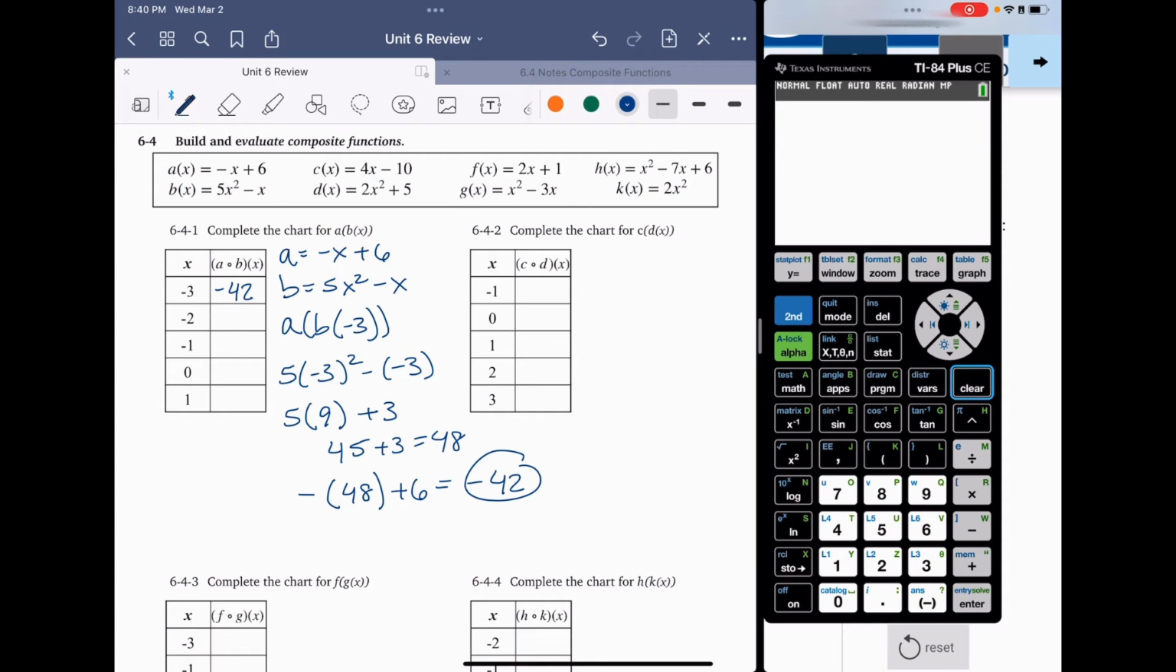So we could go through and do this for every single value. We could do it for negative 2, negative 1, 0, and 1. And that could take a little bit of time, but we could do that for every single one.